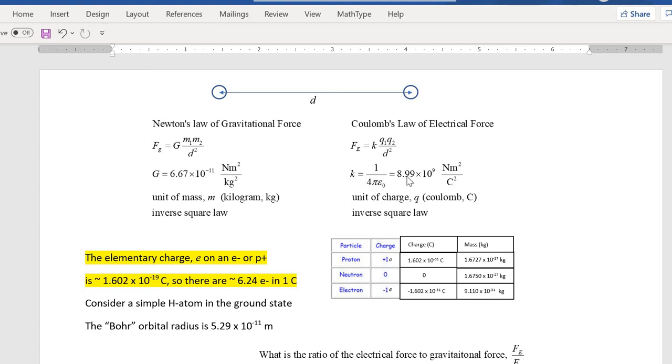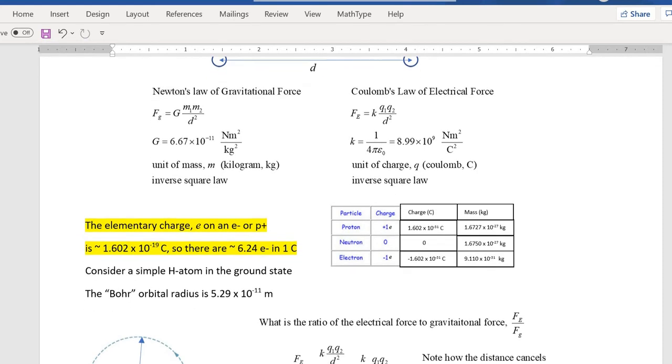Now, this value K, notice that it's quite different from this value. It's a lot bigger. This value, 6.67 times 10 to the minus 11 for big G, the universal gravity constant. K, the coupling constant for electrical forces, is 8.99 times 10 to the ninth. And instead of Newton meter squared per kilogram squared, this constant is Newton meter squared over Coulomb squared. And why is that? Because instead of the force between two masses, we now have a force between two charges, Q1 and Q2. So instead of M1 and M2, we have Q1 and Q2. So that is our symbol of charge, Q.